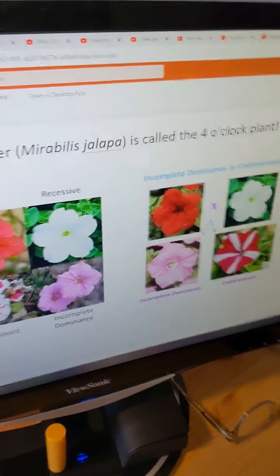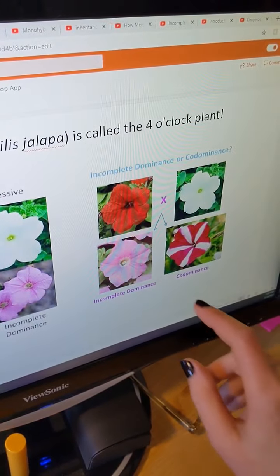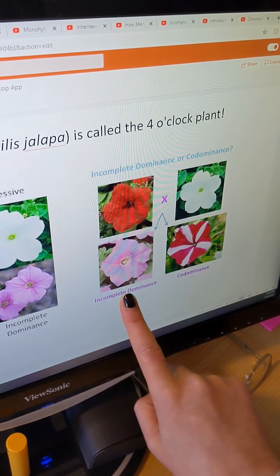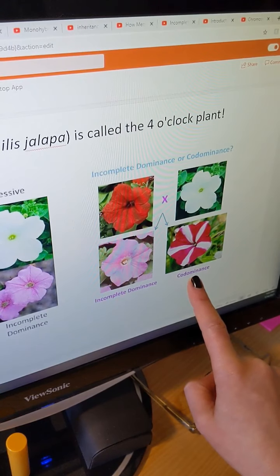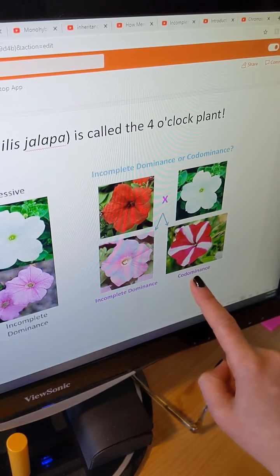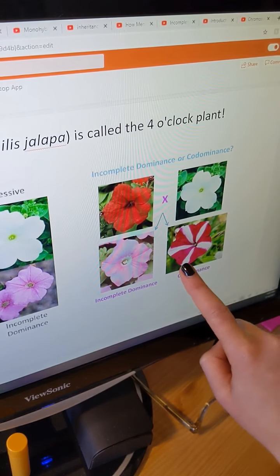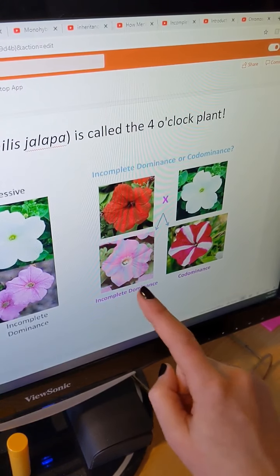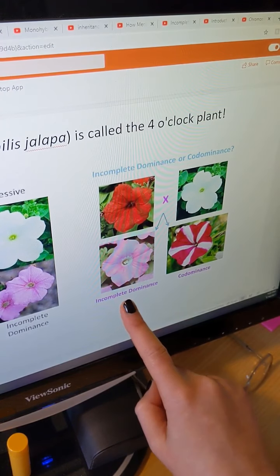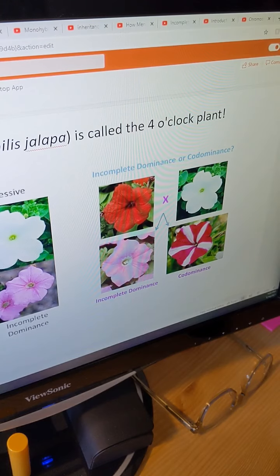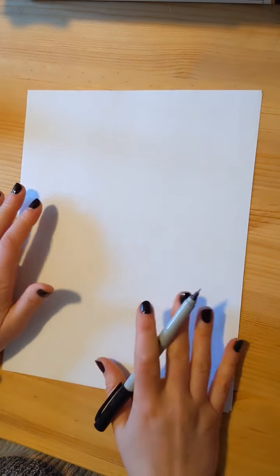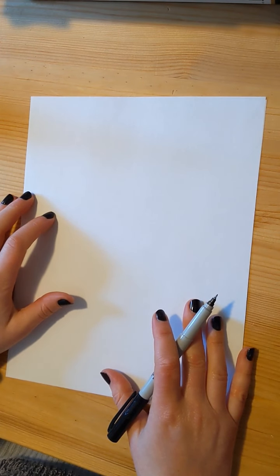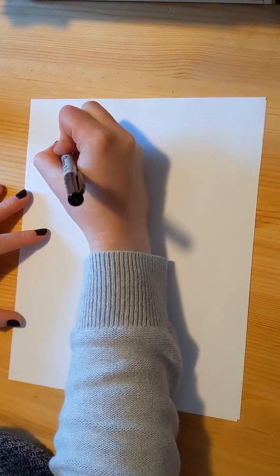Here, this is the same type of flower, the 4 o'clock plant, and you can see the cute pink incomplete dominance, and then you can see this really cool other example of codominance. So the allele from dad and the allele from mom are both being expressed instead of blending together, which they do in incomplete dominance. So now that we know about these other three types of inheritance, let's talk about a cool example that uses at least two of them, and that's going to be human blood.